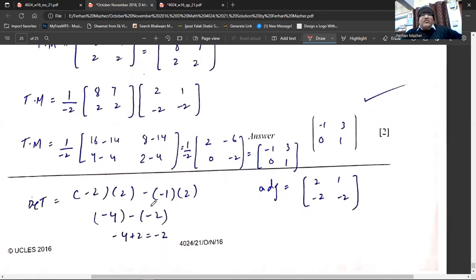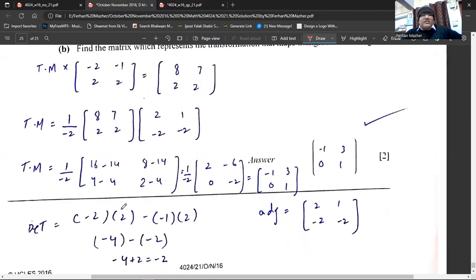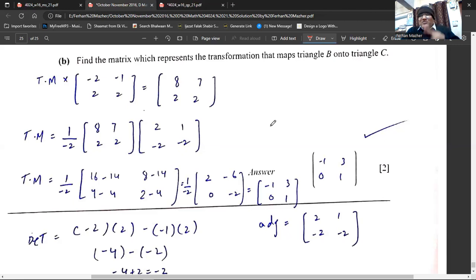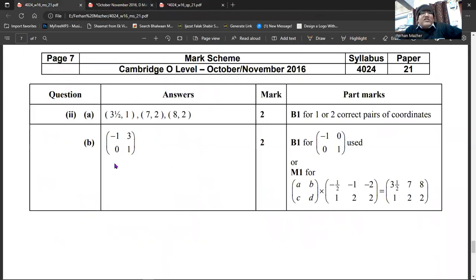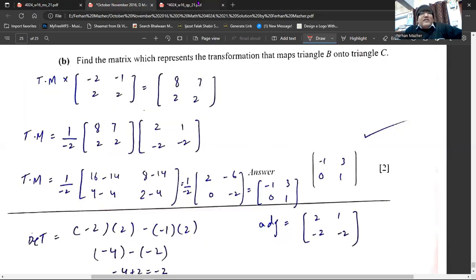Here we have also shown how we formed the determinant and the adjoint. This is the technique by which we find the transformation matrix. We take 2 points on the object and the corresponding 2 points on the image, and by using this technique I can find the transformation matrix, -1, 3, 0, 1. Let's check. -1, 3, 0, 1.